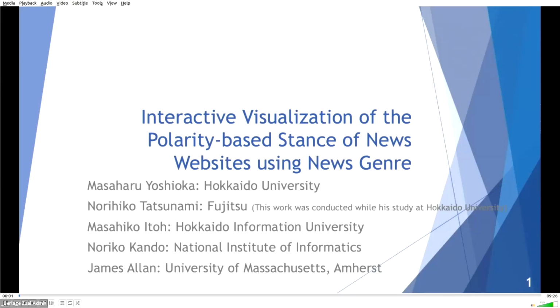I'm Masaharu Yoshioka from Hokkaido University. Today, we would like to introduce our research titled Interactive Visualization of the Polarity-Based Stance of News Websites Using News Genre.